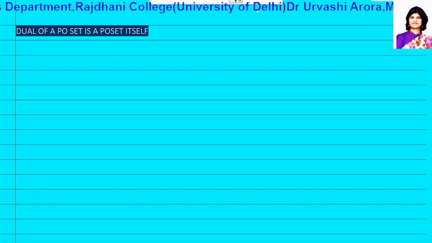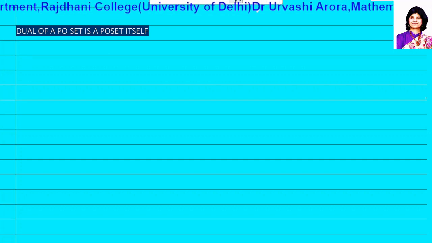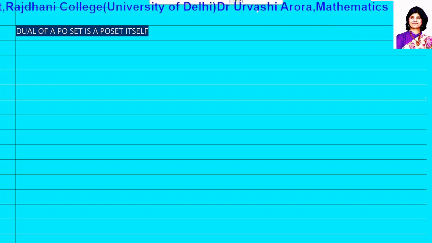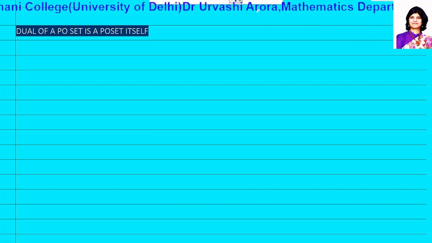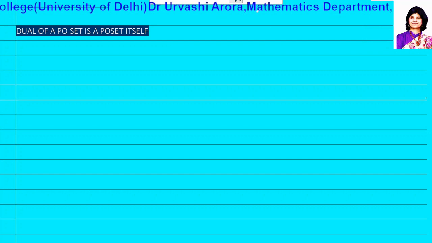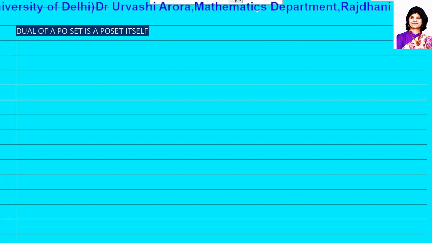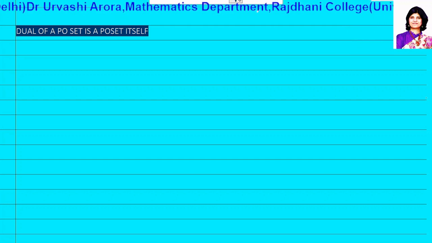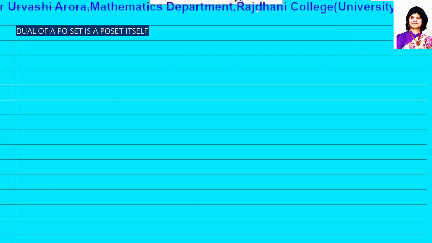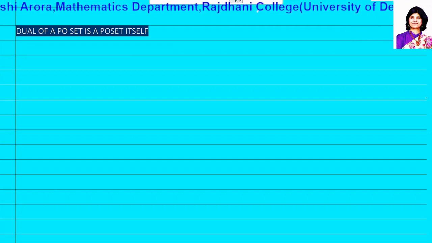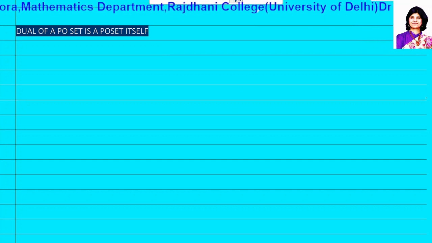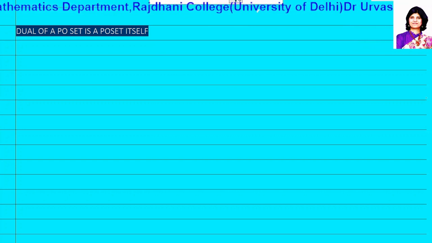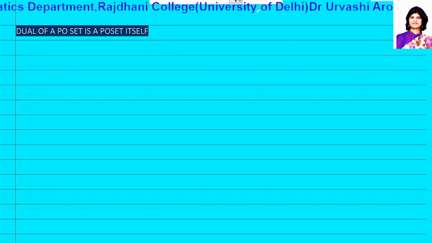Hello students, in this video lecture I am going to discuss the proof of the result that the dual of a PO set is a PO set itself. So let me first recall the definition of the dual of a PO set, although I have already discussed the definition of the dual of a PO set and some observations regarding it in my earlier video. But for the sake of this video, let me recall again what we mean by the dual of a PO set.